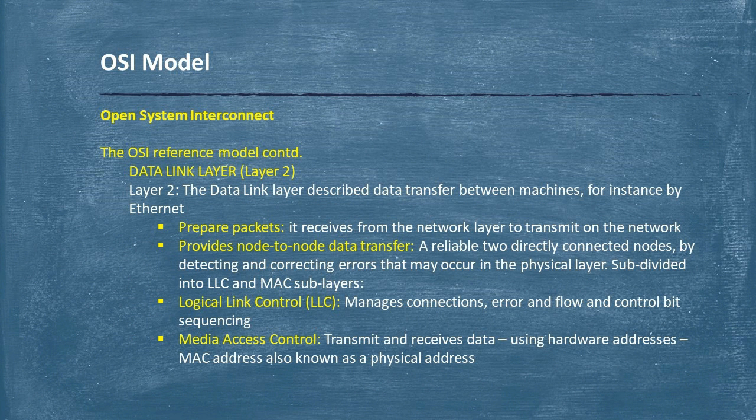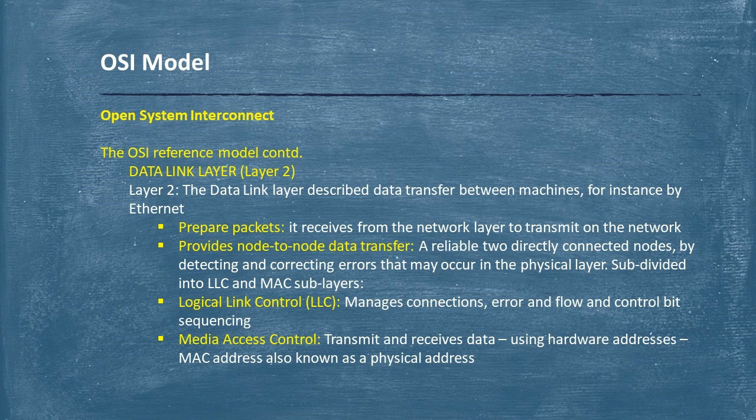The number 2 layer is the data link layer. The data link layer describes data transfer between machines, for instance by Ethernet. This layer prepares the packets it receives from the network layer to transmit to the network. It provides node-to-node data transfer, that is, a reliable link between two directly connected nodes, by detecting and correcting the errors that may occur in the physical layer. It is subdivided into LLC and MAC sublayers. LLC is logical link control, MAC is media access control.